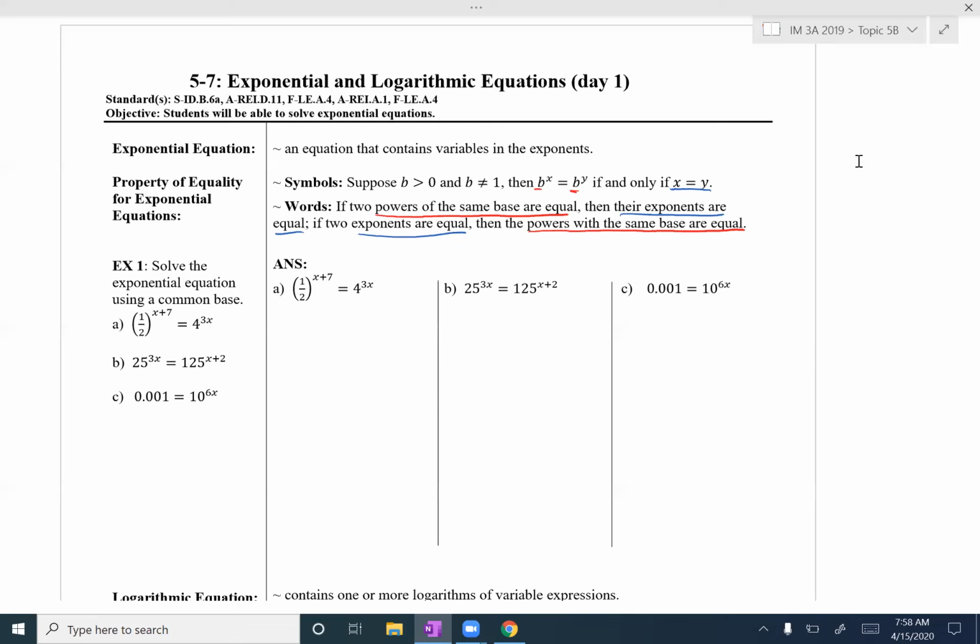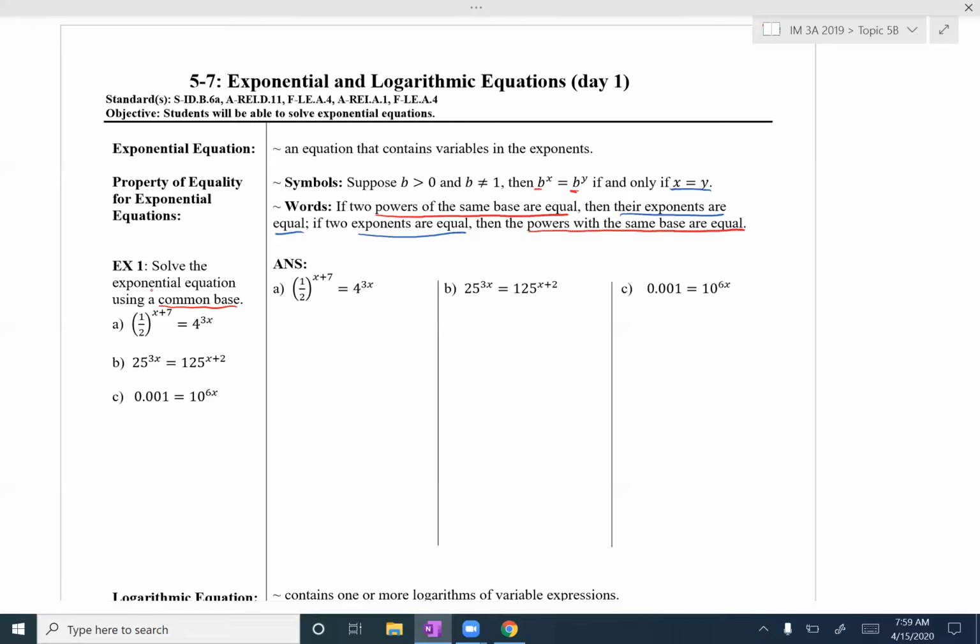The converse of that is that if I have two exponents that I know are equal, then the powers of the same base are equal. So that means that the whole equation is equal. So for these first problems, we are solving an exponential equation using a common base. So what this means is that we want to make a common base. So right now we don't have common bases in any of these equations.